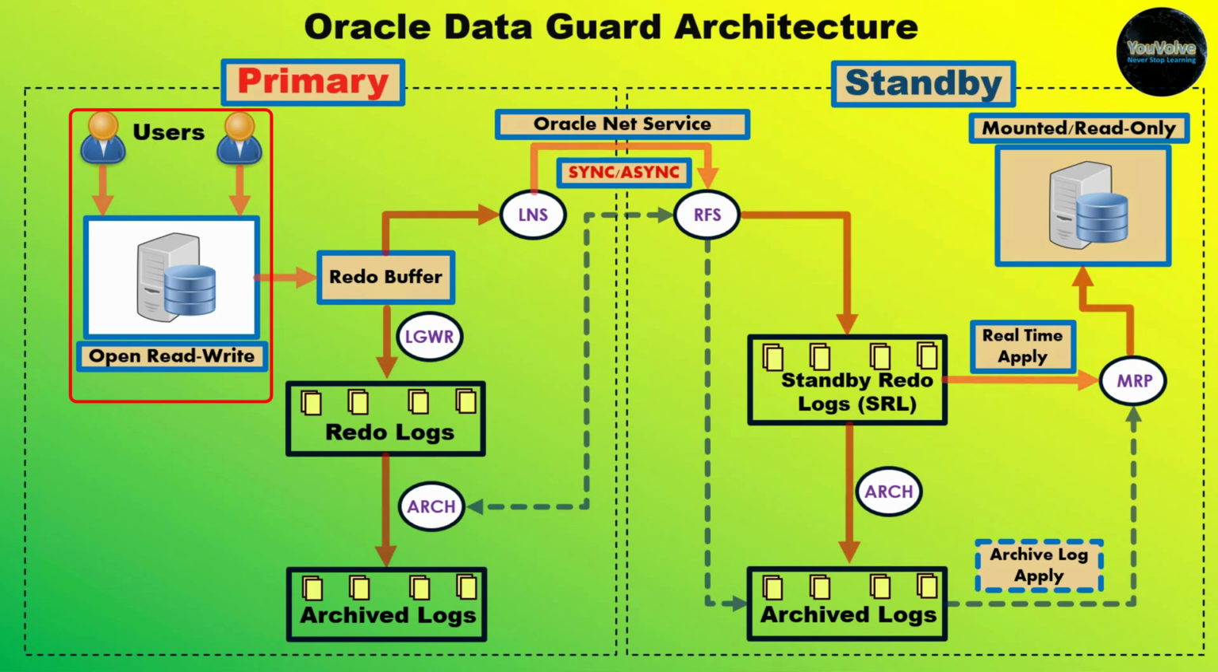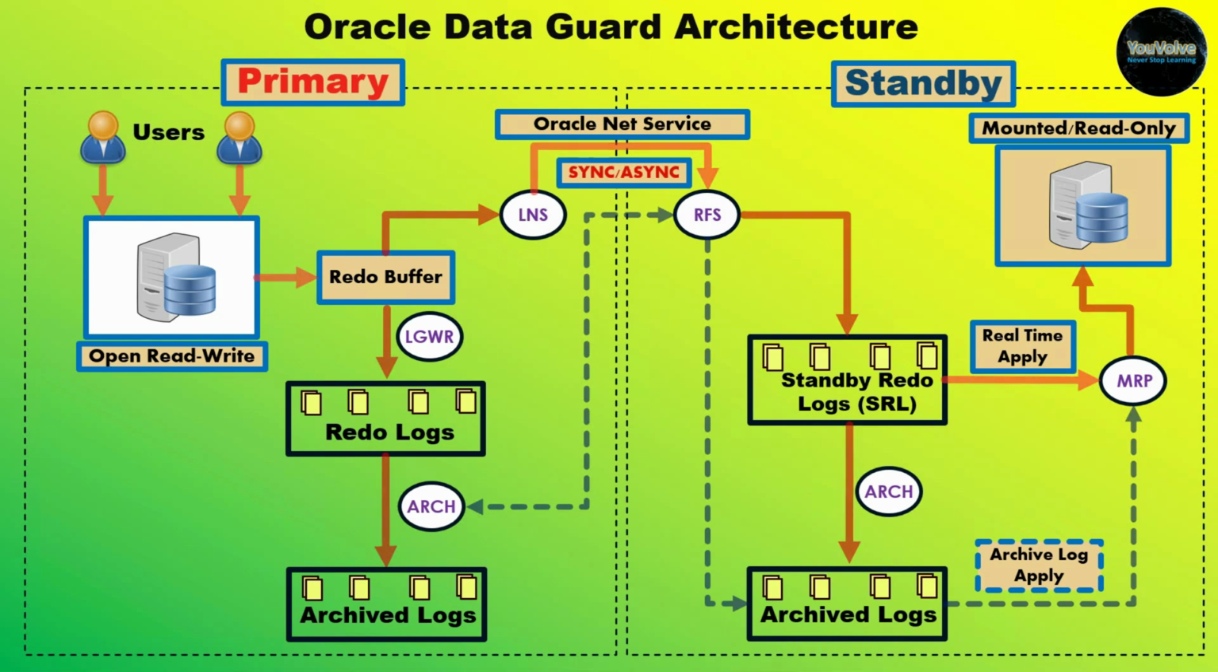In the primary database, which is open in read-write mode, the users are connected and they are making changes. These changes generate redo data which reside in the redo log buffers in the memory. These buffers are written to the redo log files by the log writer or LGWR process, and when the redo log files are filled up, they are archived by the archiver or ARCH process as archived log files.